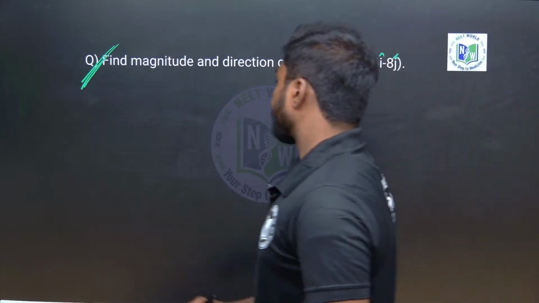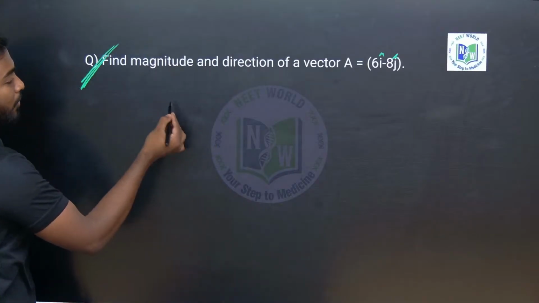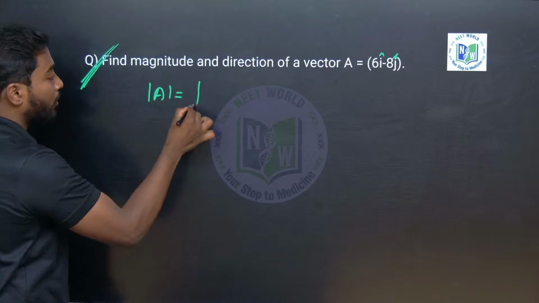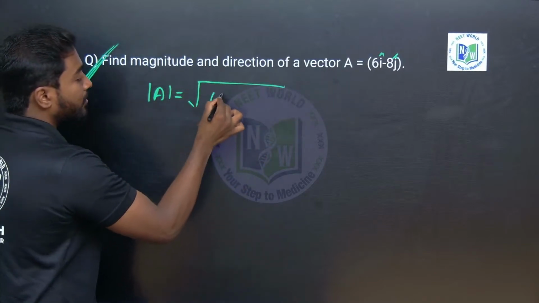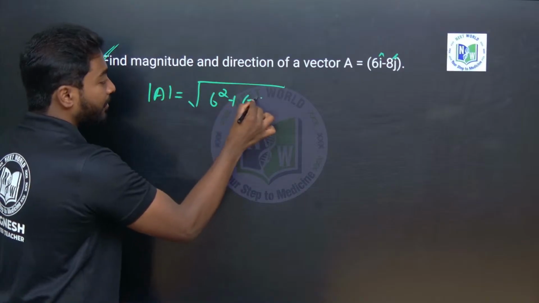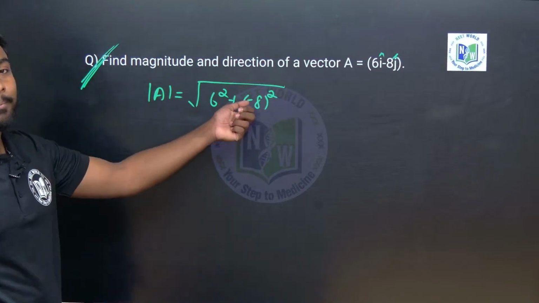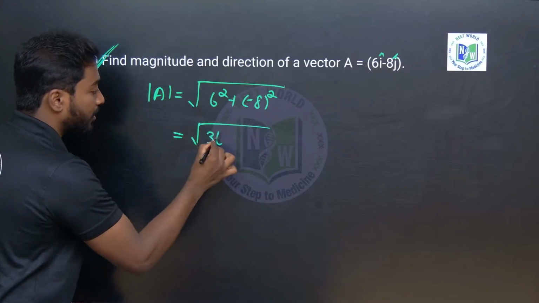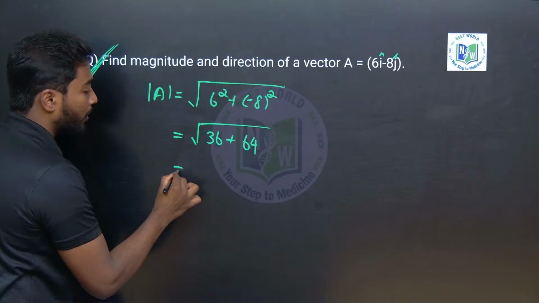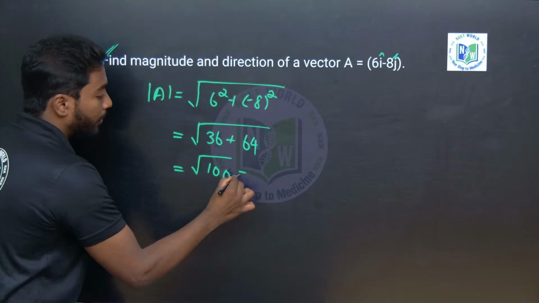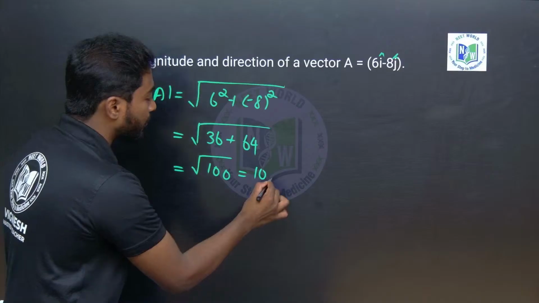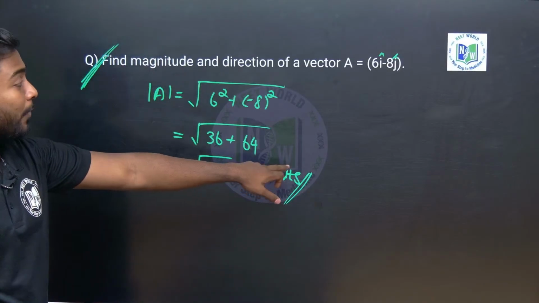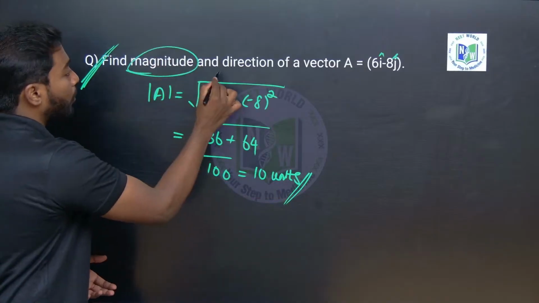Yeah, correct. If I want to find the magnitude, the modulus of A will be equal to under root of 6 square plus minus 8 square. When I square minus 8, it becomes plus, right? What is 6 square? It is 36, 8 square is 64. So under root 100 will be 10. So it is 10 units, right? Now the magnitude is completed, what about the direction?